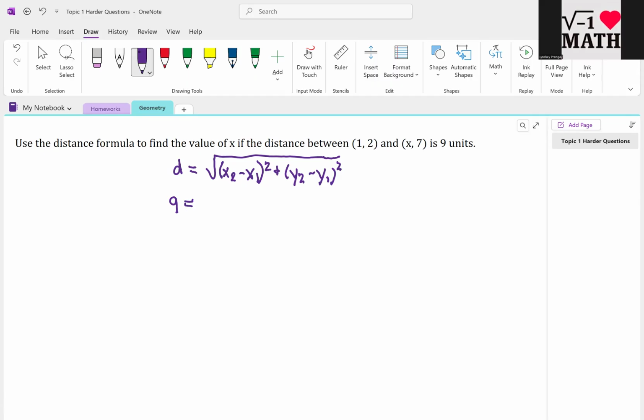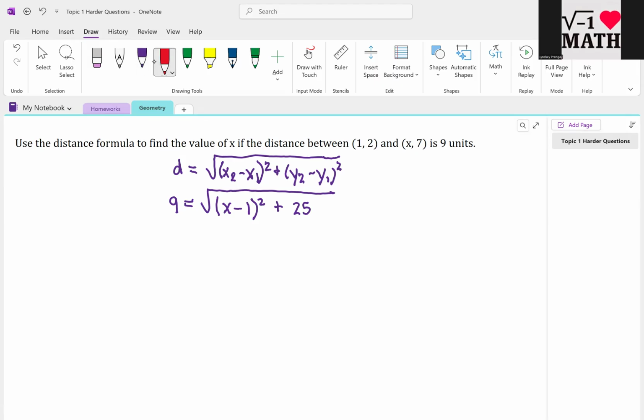When I subtract my x's, I have 1 and x, so I can either do 1 minus x or x minus 1. I prefer x minus 1 because I want to keep that x positive if I can. Just makes life a little bit easier. So I'm going to write this as x minus 1 squared. And then my y2 minus y1, that's really just the vertical distance between my two y coordinates. So from 2 to 7, it's 5. And if I square that, we're going to get a 25 there.